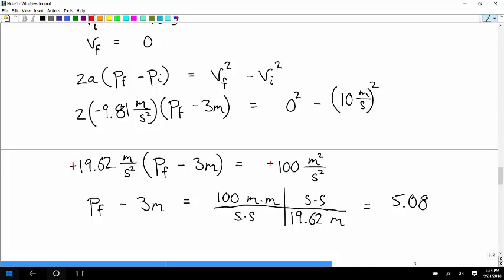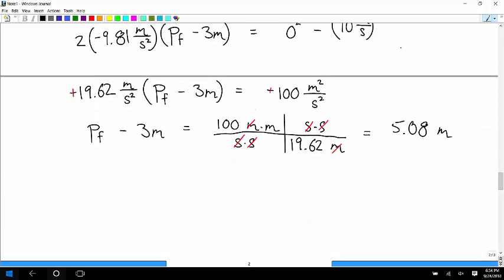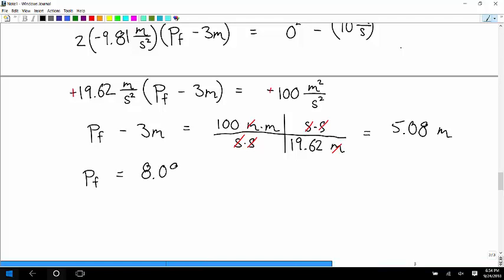And if you cancel out the units, 1 meter cancels, all the seconds cancel, and you get an answer that's in meters. And now you can just add 3 meters to both sides, and you get that the final position is 8.08 meters. Any questions about that?